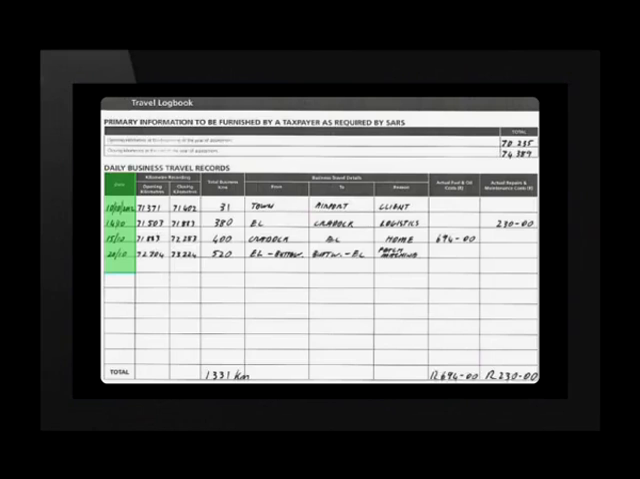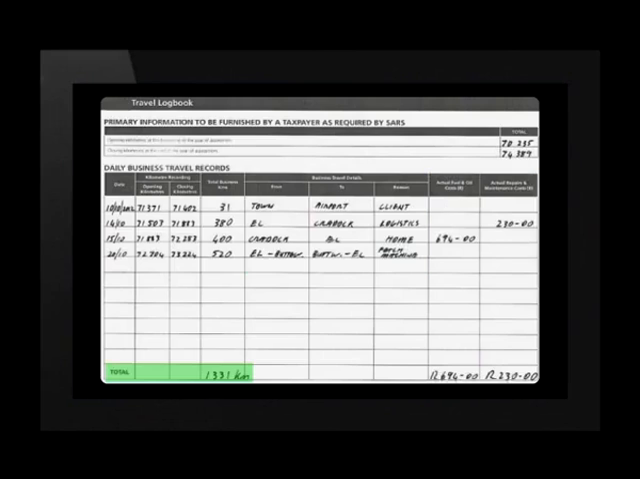The first column is for the date of the travel. The second and third column show the opening and closing kilometers, with the third column showing the number of kilometers traveled in that trip. The next three columns show where and why the travel took place, and the last two columns detail the actual or immediate costs associated with the travel.